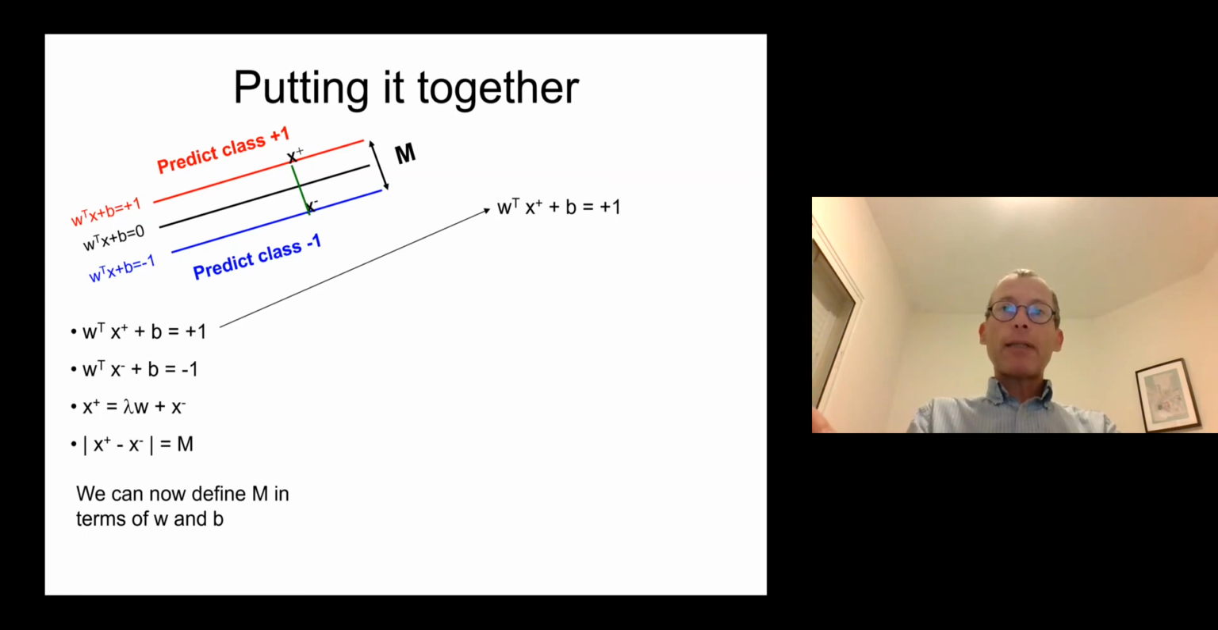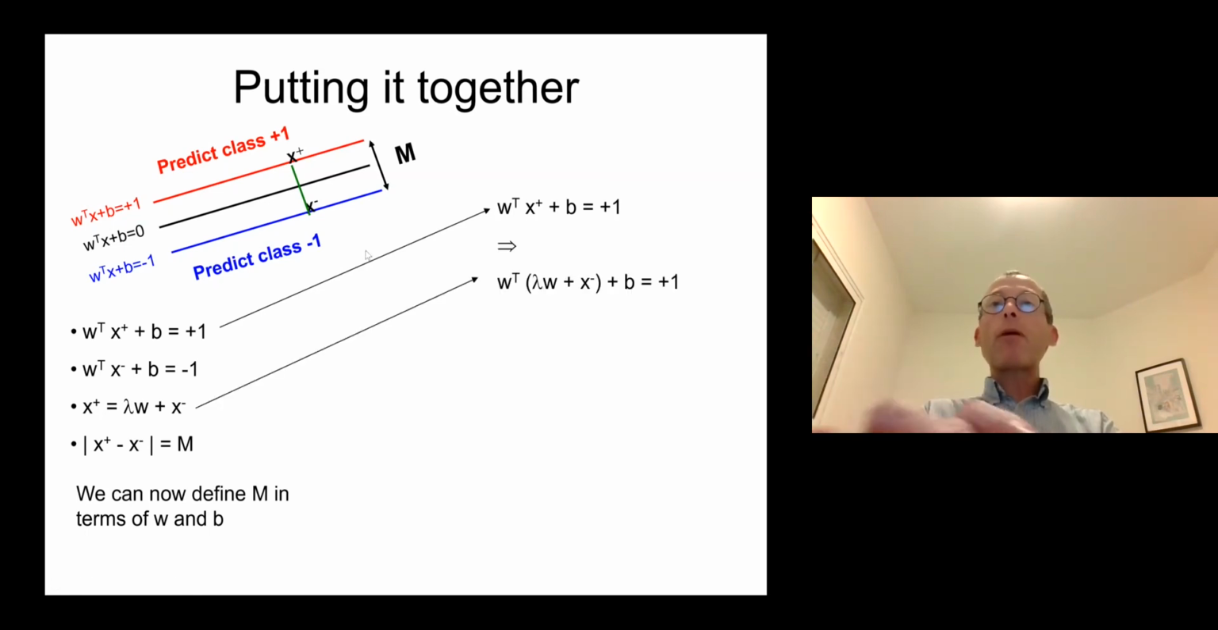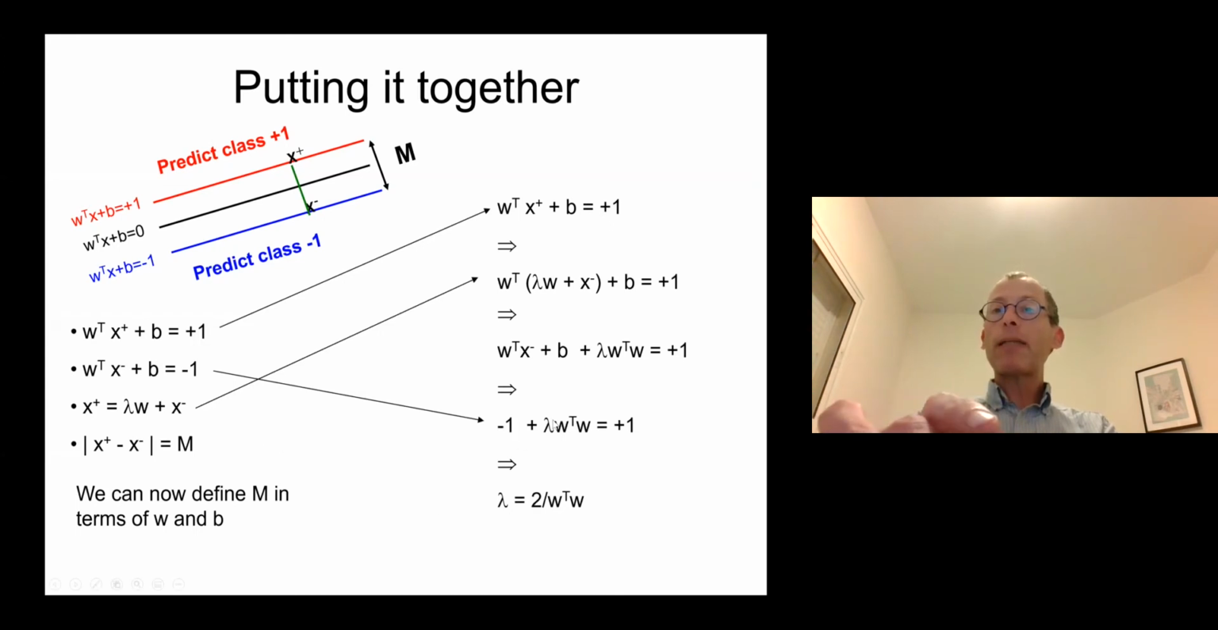We know that WTX plus B equals 1. We can replace X plus by basically lambda W plus X minus, right? We just showed that. Now we open this up and we get WTX minus plus B, we had that before, plus lambda WTW equals 1. What is WTX minus plus B? From here we see that it's -1, right? So basically, we have -1 plus lambda WTW equals 1. And we can move this around and say that lambda equals 2 over WTW.